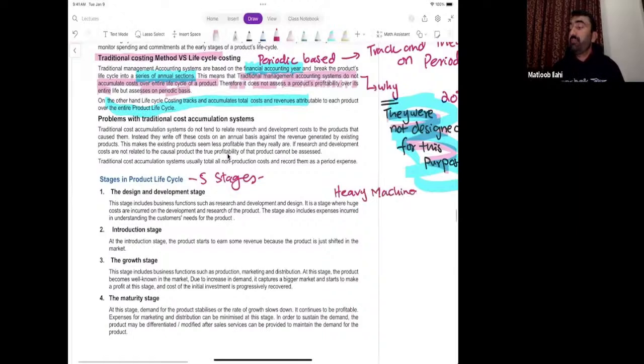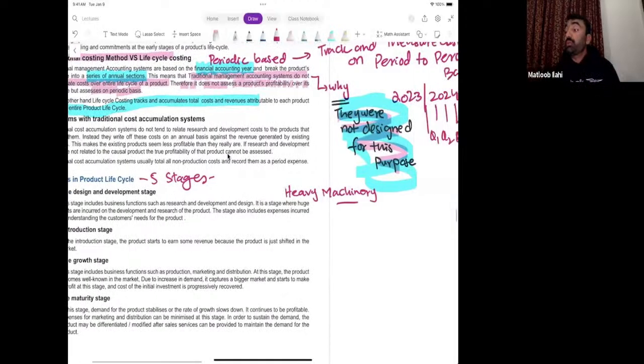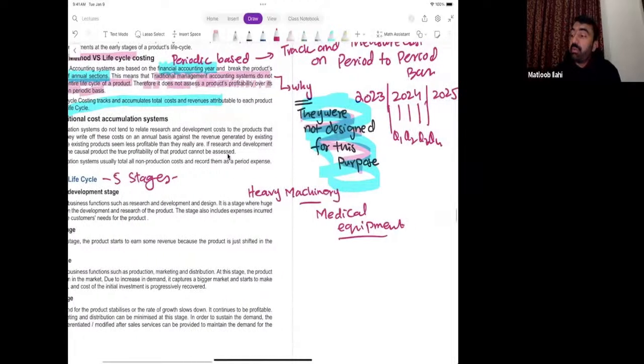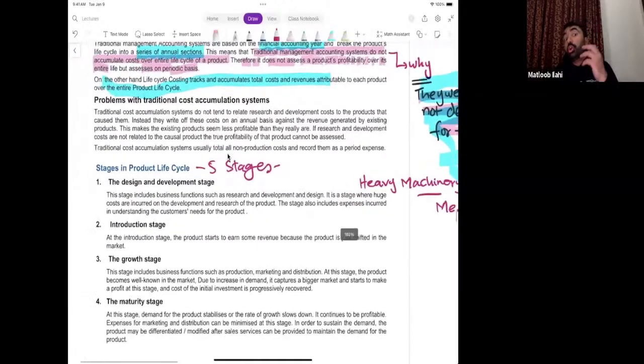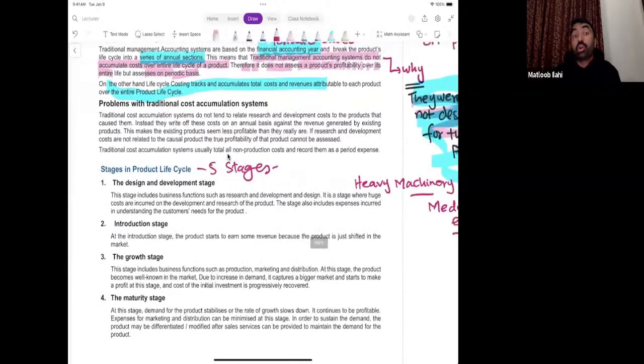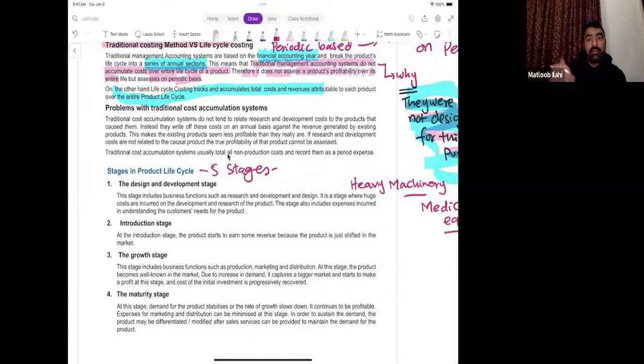Think of heavy machinery, or similarly, you can think about medical equipment. I am just giving you two types of examples. So think of X-ray machines, MRI machines. These require a lot of research and development, a lot of knowledge, in their development.